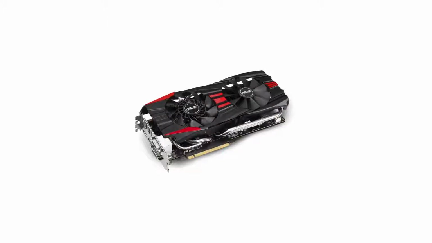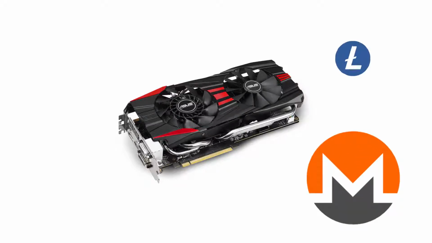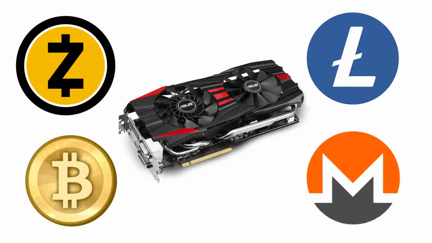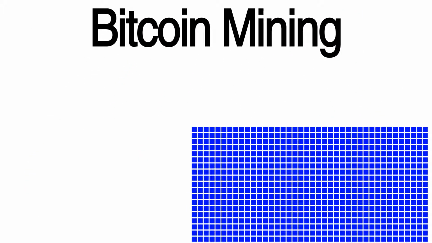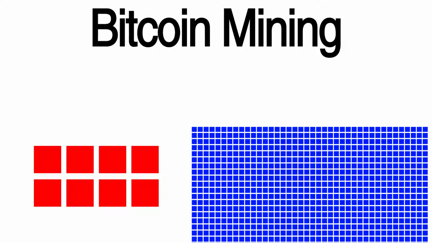This is also why graphics cards are so useful in the process of acquiring cryptocurrency. The type of calculations needed to participate in what's known as Bitcoin mining are far more suited to a bunch of small cores than a few very powerful ones.